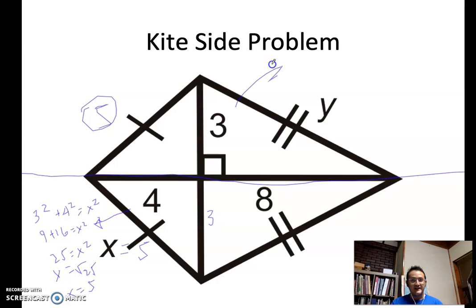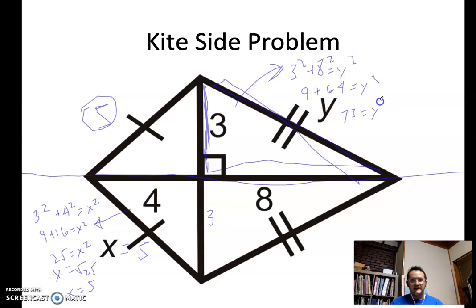And then for this side, you want to focus on the right triangle. So I'm going to do 3 squared plus 8 squared equals y squared. So I get 9 plus 64 equals y squared. So that's 73. And I could say that y is equal to the square root of 73. You are free to change to decimals if you want to. Or you could keep it in radical form as long as it does not say simplified radical form.